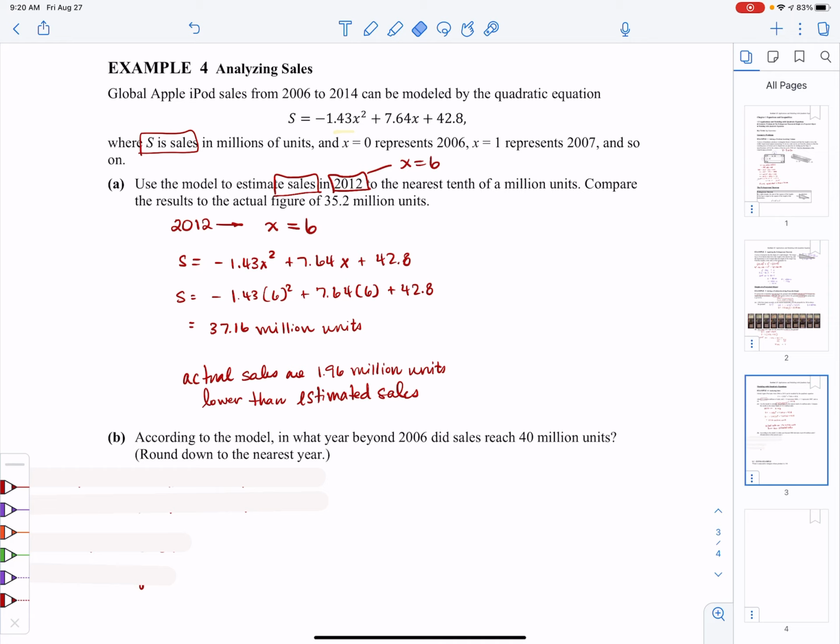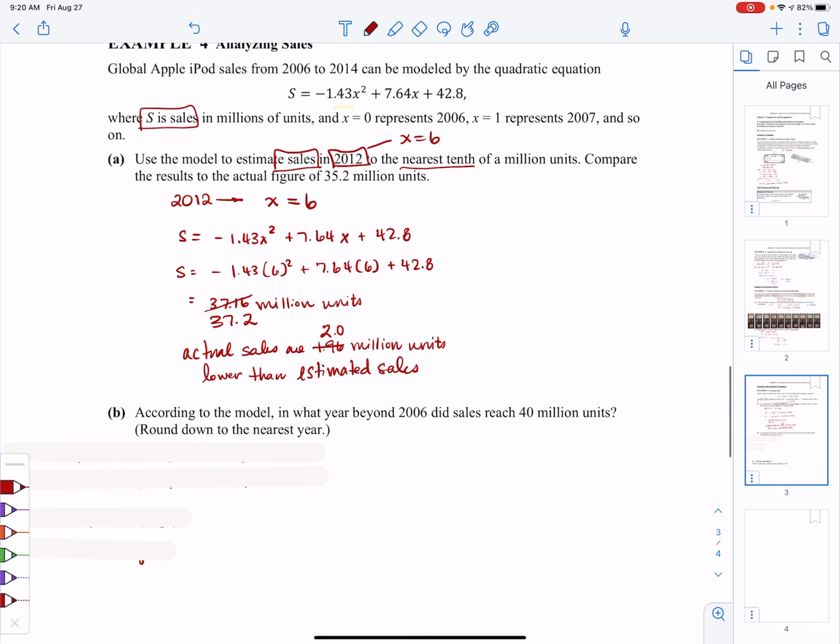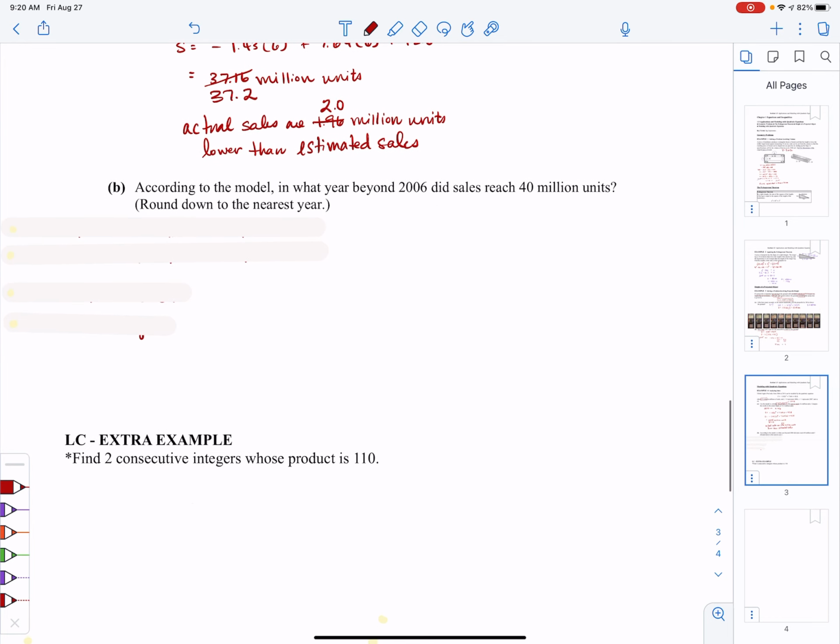Now, I automatically noticed that I didn't actually follow the directions very clearly here, because I was told that I should round to the nearest tenth of a million units. So really, this here should be 37.2 million units. And then my actual sales were 2.0 million units lower, when I read the directions carefully.